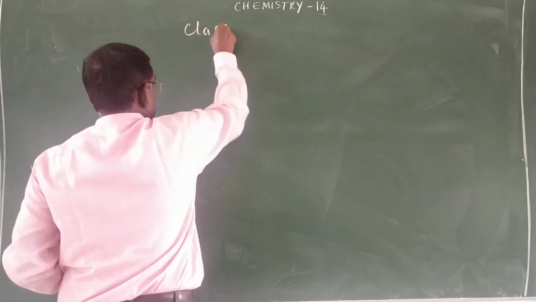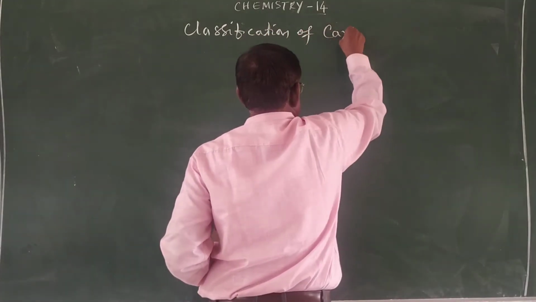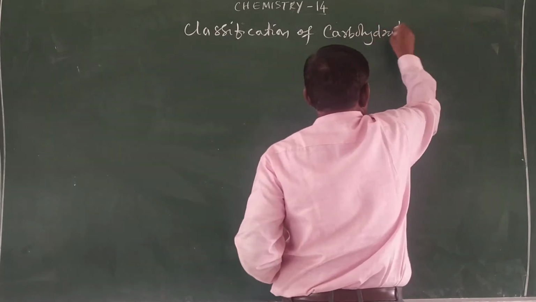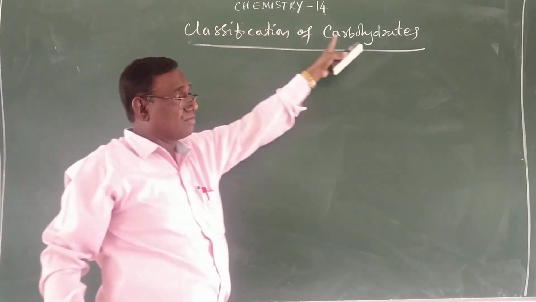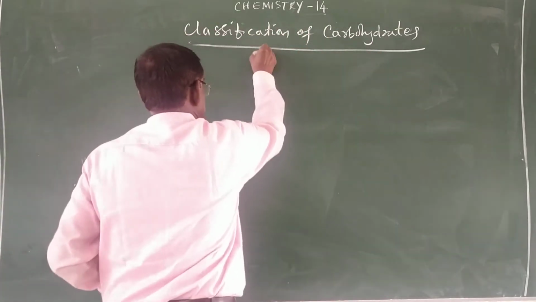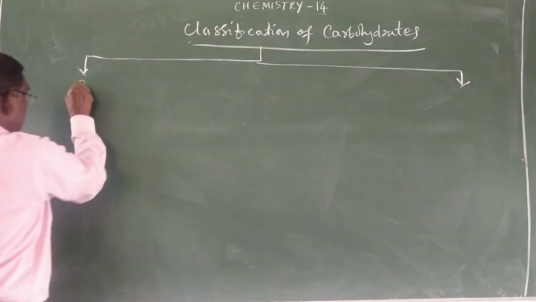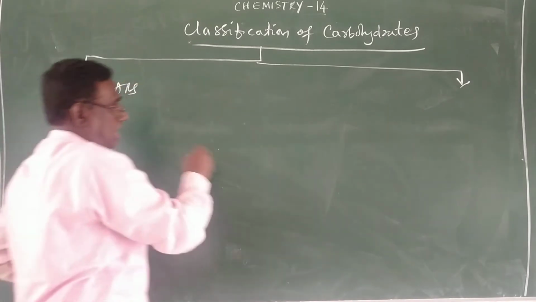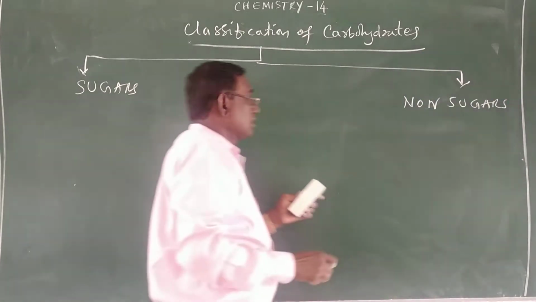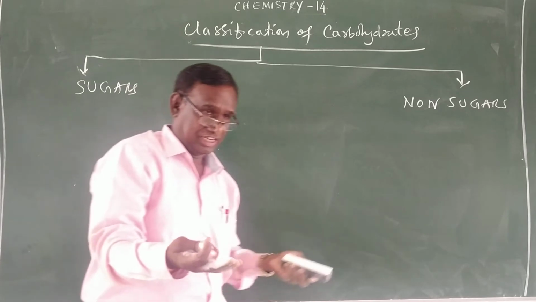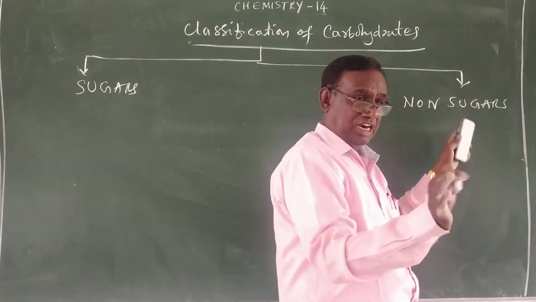Next topic: classification of carbohydrates. Carbohydrates are broadly classified into two classes. One is sugars and non-sugars. Sugars and what? Non-sugars. Sugars, you know, are crystalline solids, soluble in water, sweet to taste. Non-sugars are not sweet to taste.